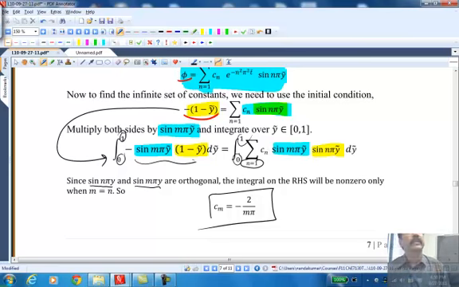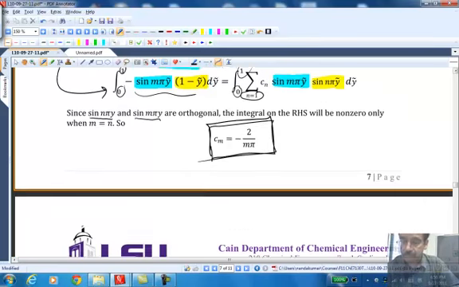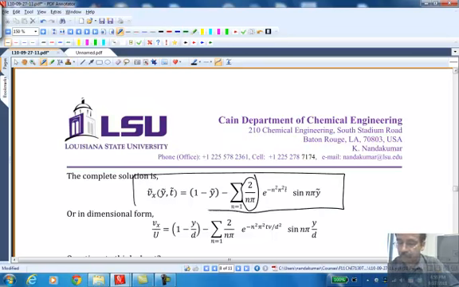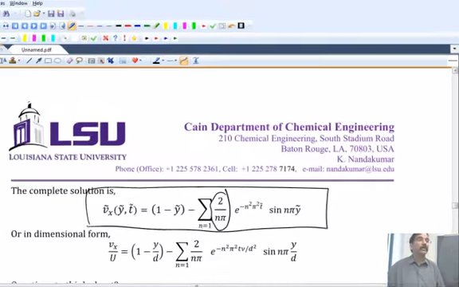On the left hand side, you need to actually do the integration of sine m pi y times 1 minus y dy between 0 and 1. So that will be a number. So eventually you'll get a single number for the constant Cm. So you can take that and plug it back into that integration constant, and that is your complete solution. In terms of the original variable, put it back now.